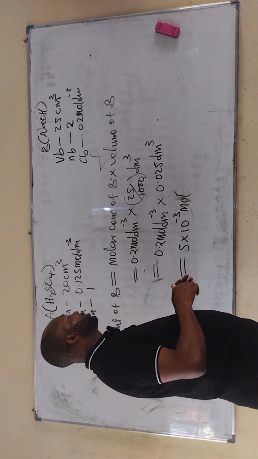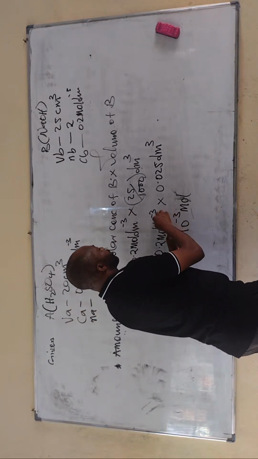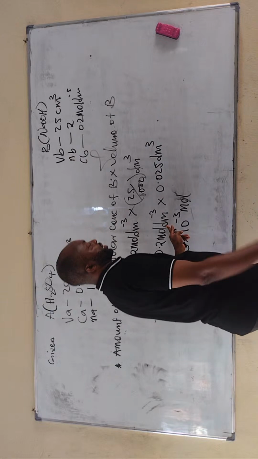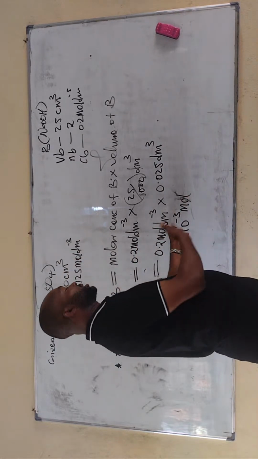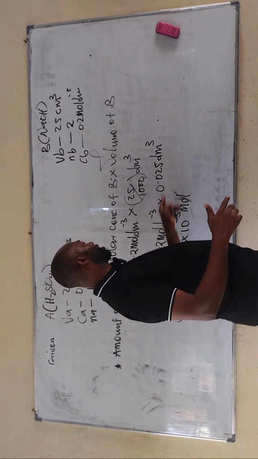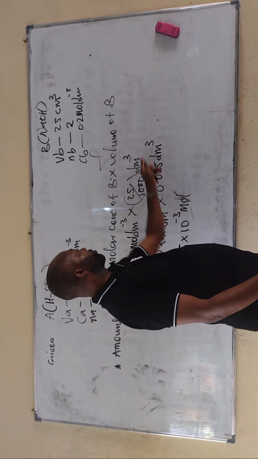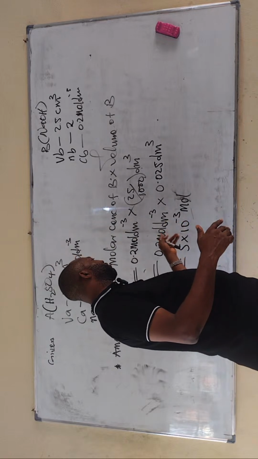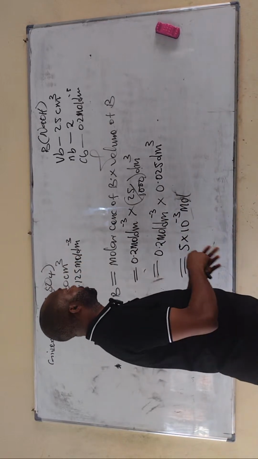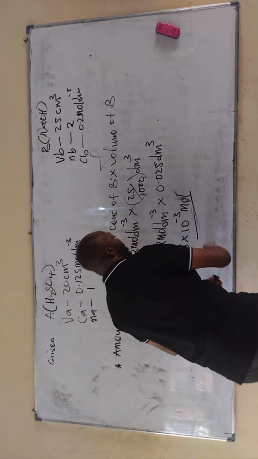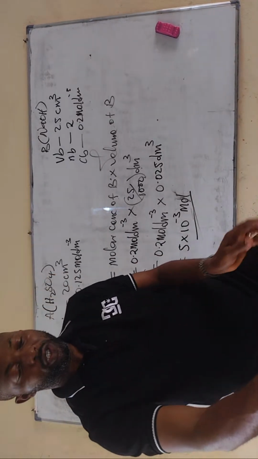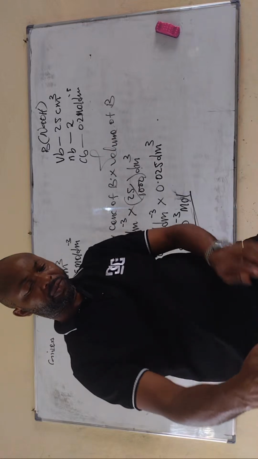But remember also, this dm cube raised to power minus 3 takes care of this dm cube raised to power positive 3 by virtue of indices. Numbers with equal bases multiplied, the powers are added. So minus 3 plus 3 is 0. dm cube raised to power 0 is 1. 1 times mole is mole. So that's how we got here, and this becomes our answer. We're going to take more questions.